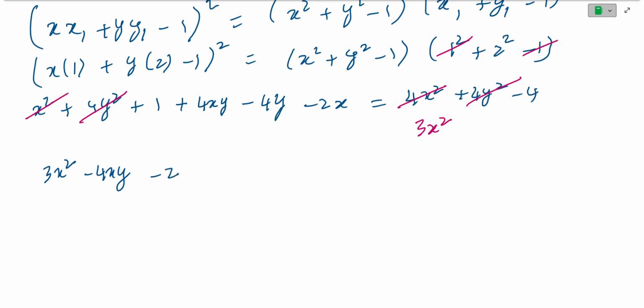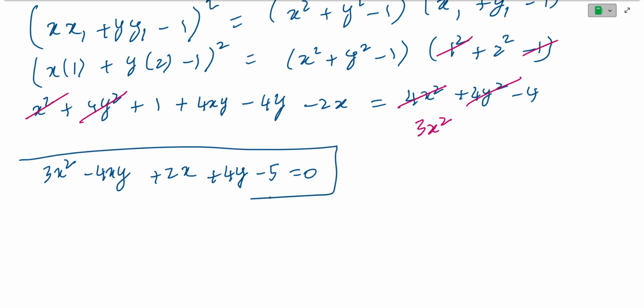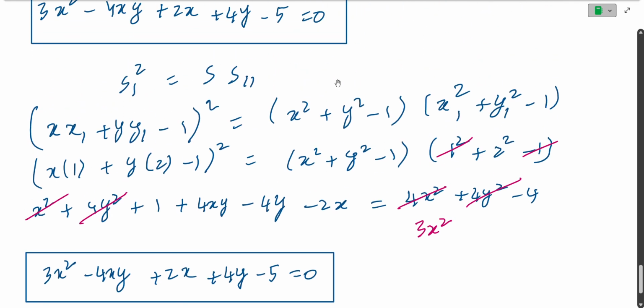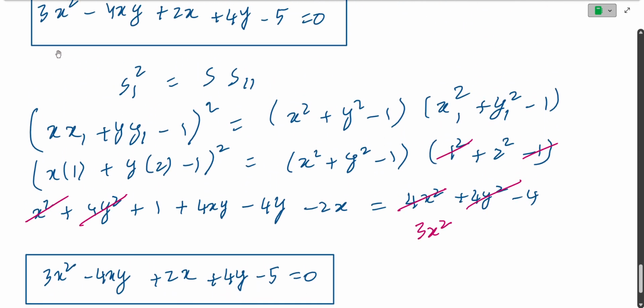Minus 2x comes to the right hand side, it will become plus 2x. Minus 4y will be transposed to the right hand side as plus 4y. So minus 4 is on the right hand side, and the plus 1 transposed to the right hand side will be minus 1, minus 1, minus 4, it will be minus 5 is equal to 0. So this is the pair of straight line equation, which I got by using the formula S1 square is equal to S into S11. If you observe, this pair of straight line equation is 3x square minus 4xy plus 2x plus 4y minus 5 is equal to 0.